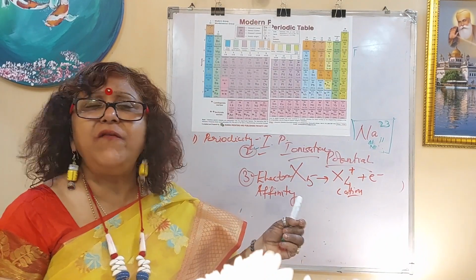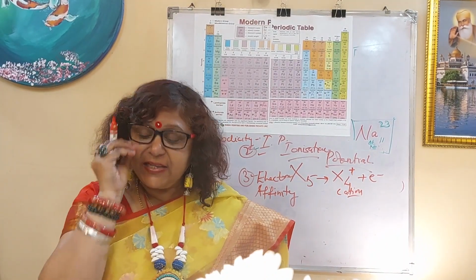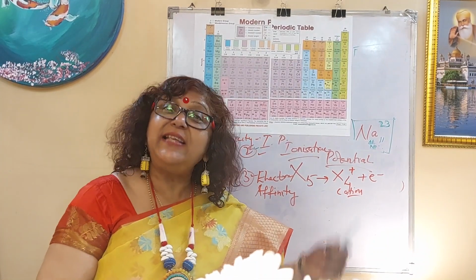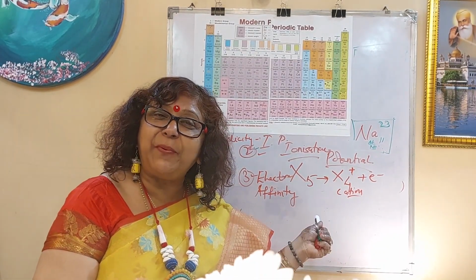So, how will we define electron affinity? It is defined as the amount of energy released that is required. Which one? Ionization potential.